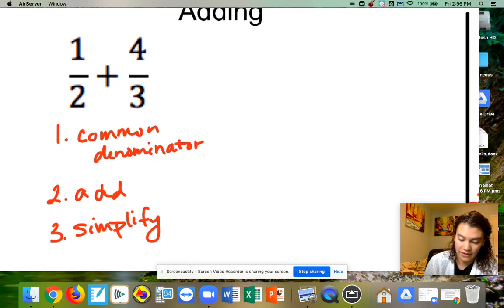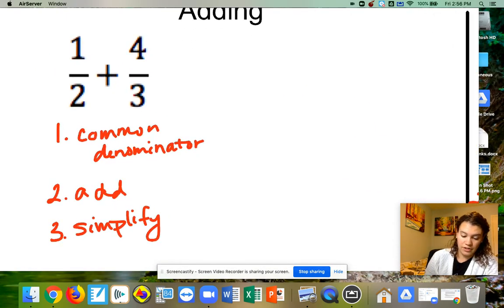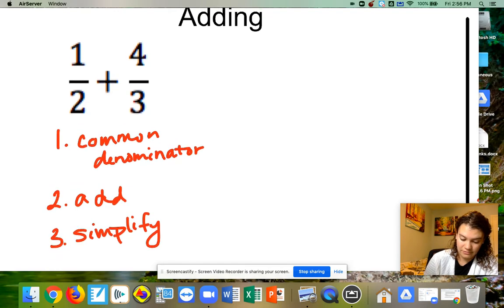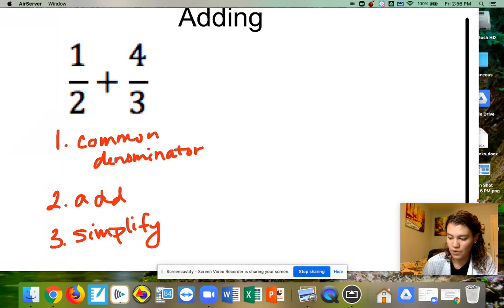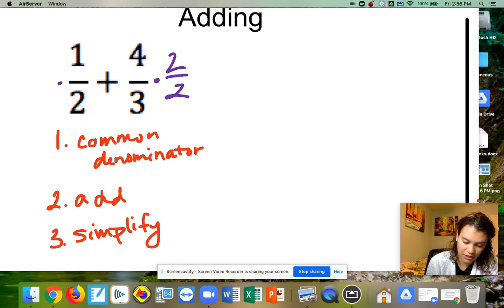So adding, there's 3 steps. First, you want to find a common denominator, then you want to add them together, and then simplify if you can. So here, if we're going to find a common denominator, we want to multiply this fraction by 2 over 2 and this fraction by 3 over 3, because then we have 3 times 2 and 3 times 2 for both fractions.